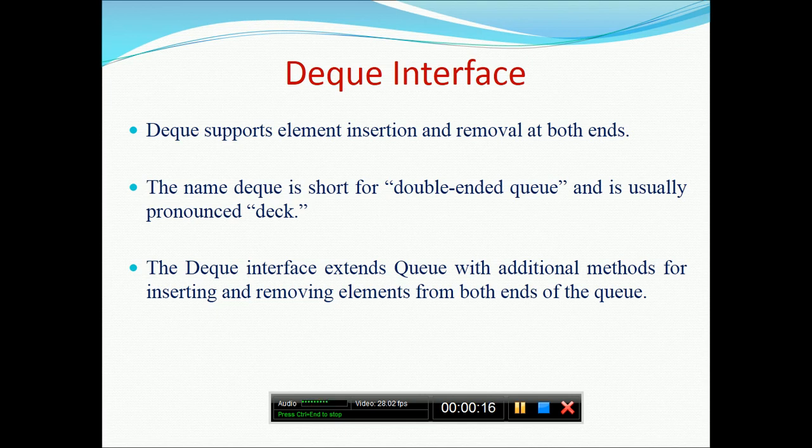Now, the deck supports the element insertion and removal at both the ends. The name deck is a short form for double-ended queue. I am repeating, the name deck is short form for double-ended queue, and it allows the insertion and deletion from both the ends. It is usually pronounced as deck. The deck interface extends queue with additional methods for inserting and removing the elements from both ends of the queue. This is all about the deck interface.